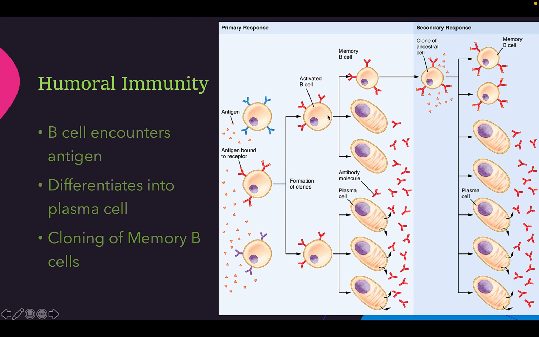But then one of those B cells might, instead of differentiating into a plasma cell, just clone itself. And then that clone will keep making more clones and then make a bunch of plasma cells and make a bunch of antibodies. But this takes time. So the primary response makes a little bit, and the secondary response makes a lot.